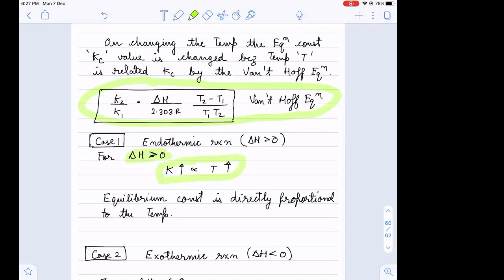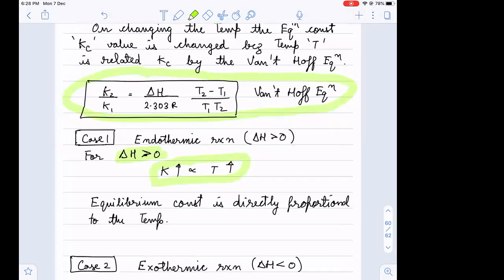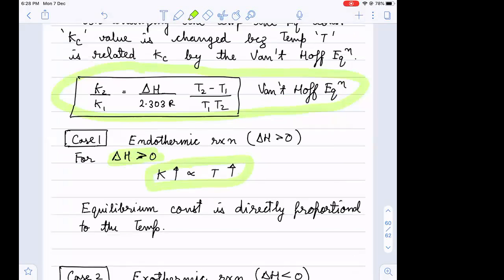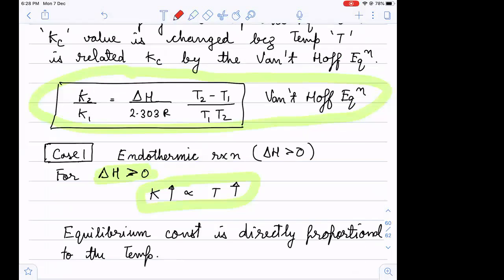What do I mean by that? I mean, if temperature is increasing, then the equilibrium constant will also increase because it is directly proportional. Now you will ask me, sir, how do you know that this is the case? So I'll explain it to you. Please observe the equation, Van 't Hoff equation. Please focus.